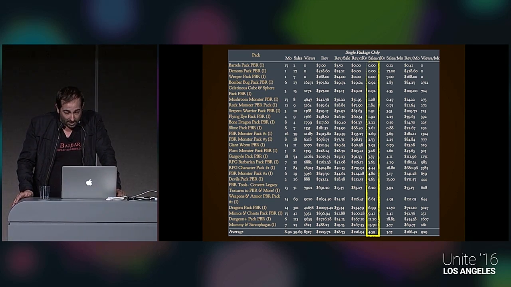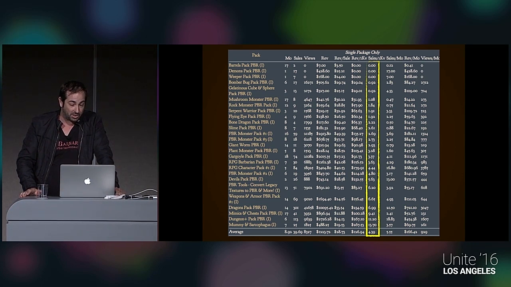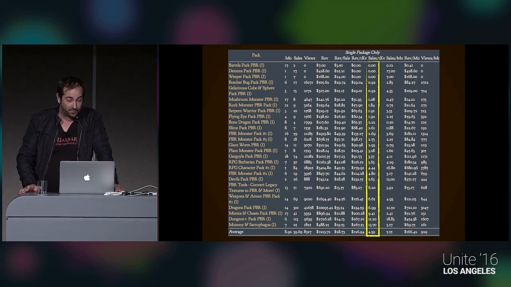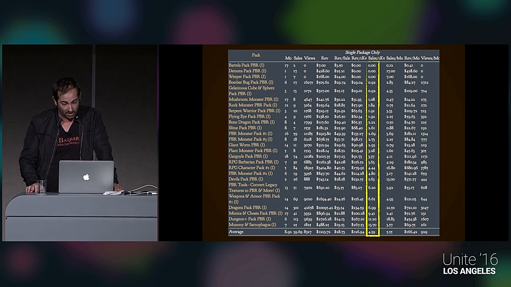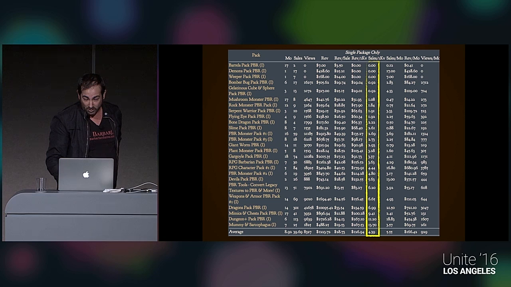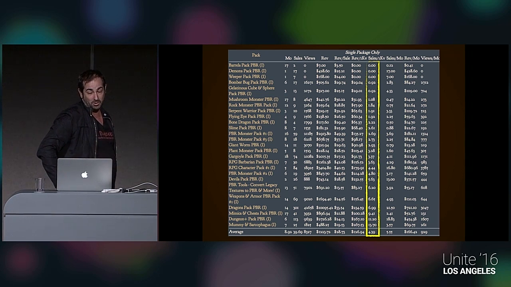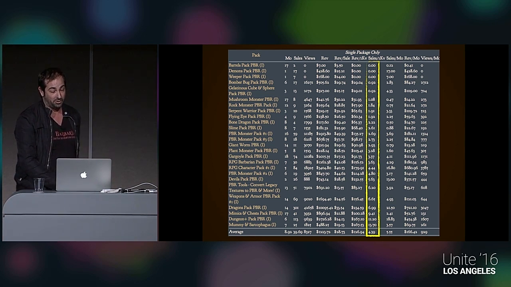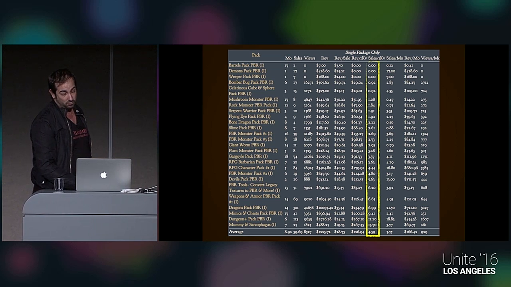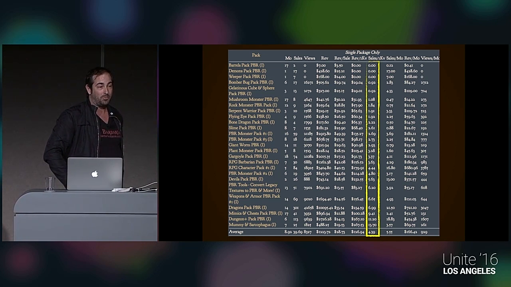So if you look at these, there's a whole lot between 1 and 4 or so. There's a lot of similarities, but the difference between Slime Pack PBR and PBR Monster Pack number 1, they're somewhere in the middle, you can find it. They have a very similar sales per 1,000 view ratio, but one has 15 times the number of views, and therefore a lot more sales.